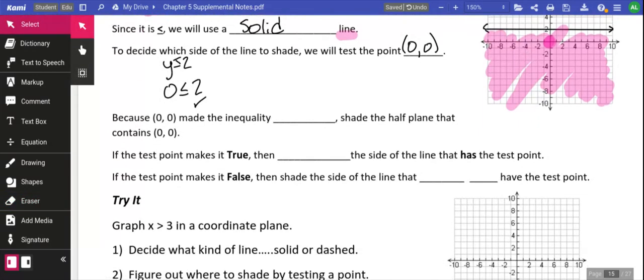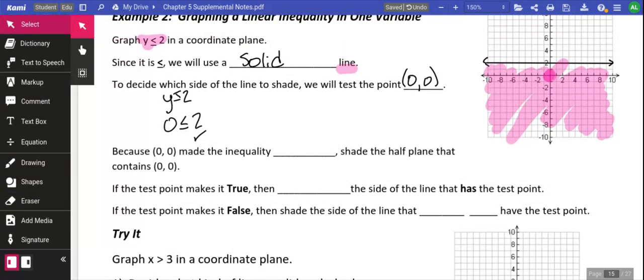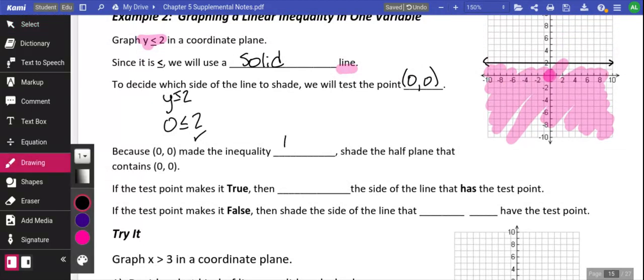All right, so again, because 0, 0 made our inequality true, we're shading the half plane on the side of our line that contains 0, 0. If it makes it true, then shade the side of the line that has the test point. If it was false, we would shade the side of the line that does not have that test point.